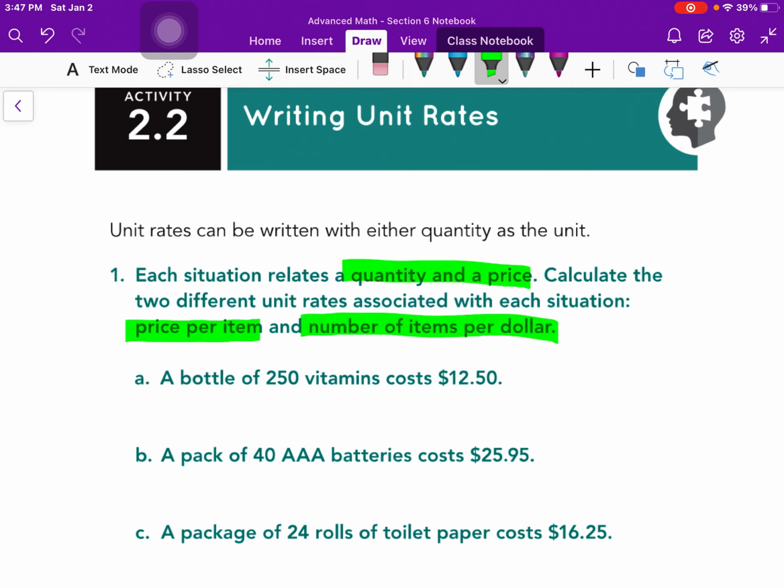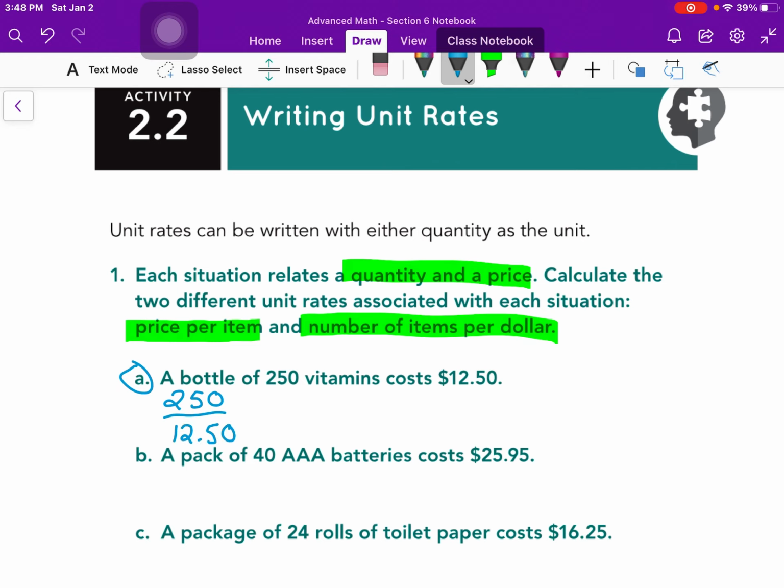For this, I'm going to let you use a calculator. So if you don't have one, why don't you go ahead and pause and go grab yourself a calculator. It'll just make for a little bit easier calculation, not having to do everything by hand. We're not going to do all of these, but we are going to pick the first two to look at. So let's look at this first one. It says a bottle of vitamins, of 250 vitamins, costs $12.50. So let's write that as a ratio. We have 250 vitamins for $12.50.